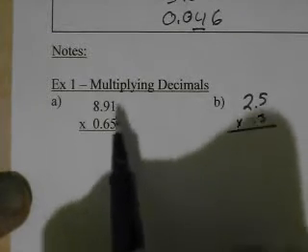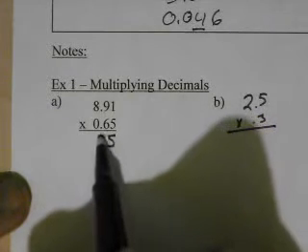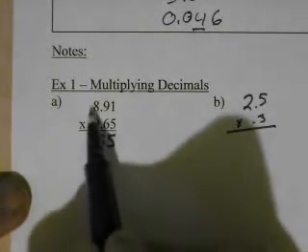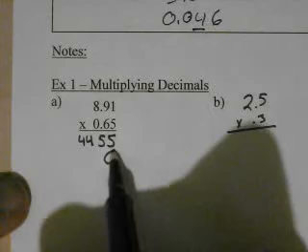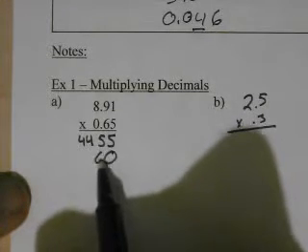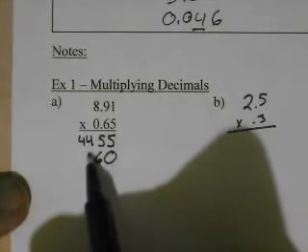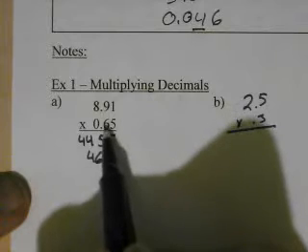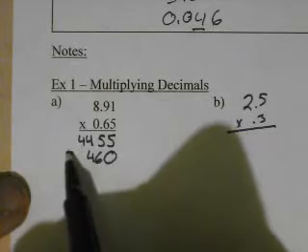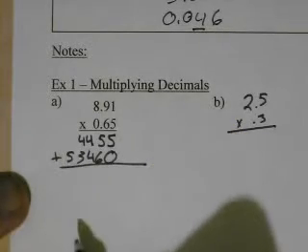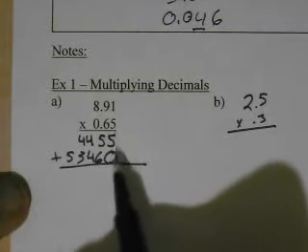Go ahead and multiply. So let's see, 5 times 1 is 5. 5 times 9 is 45. Carry your 4. 5 times 8 is 40, plus 4 is 44. Drop down, add a 0. 6 times 1 is 6. 6 times 9 is 54. Carry the 5. 6 times 8 is 48, plus 5 gives us 53. Nothing should be new so far. That's just regular multiplication.